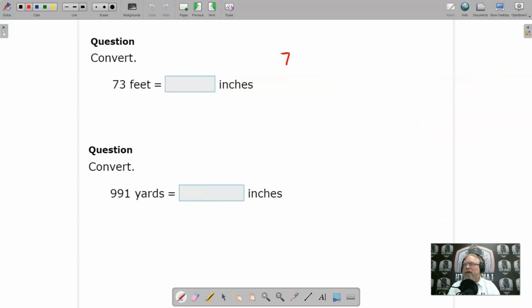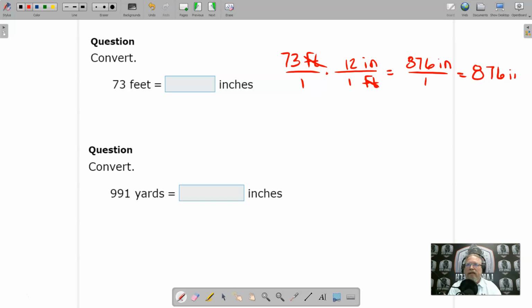Feet to inches. So I need 73 feet over 1. I want feet in the bottom, or the denominator, since it's up here in the numerator. And to inches, in 1 foot there are 12 inches. Feet will cancel feet. 73 times 12 is 876. 876 what? Well, we still have inches left over. 1 times 1 is 1. Any number over 1 is equal to itself. 876 inches.